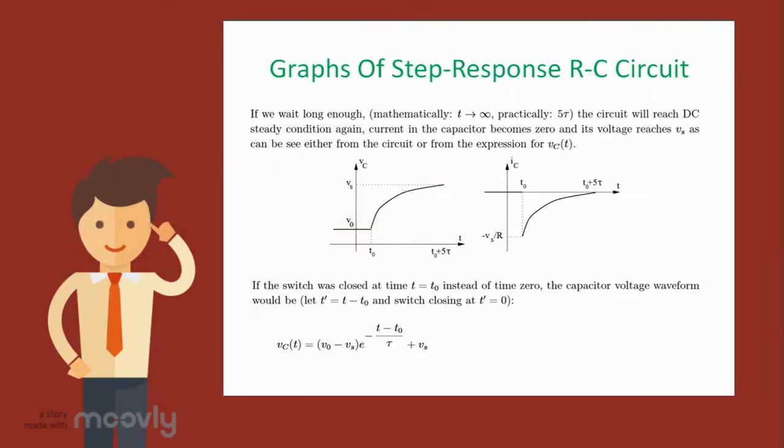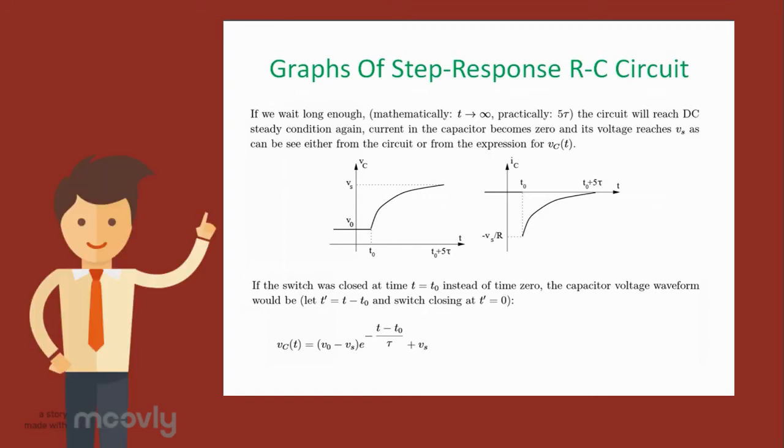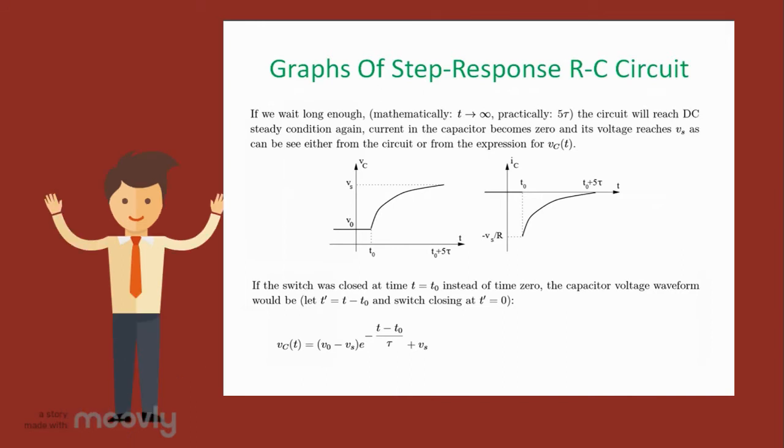If we wait long enough, the circuit will reach DC steady condition again. Current in the capacitor becomes 0 and its voltage reaches the source voltage, as can be seen either from the circuit or from the expression for Vc(t). If the switch was closed at time t equal to t0 instead of time 0, the capacitor voltage waveform would be Vc(t) equals (initial voltage minus source voltage) times e to the power of negative (t minus t0) over tau, plus the source voltage.